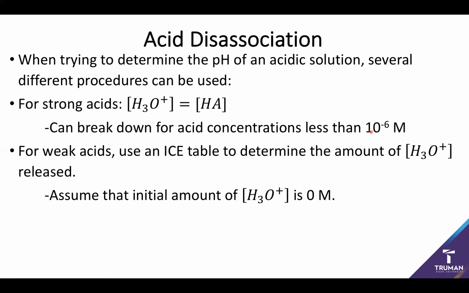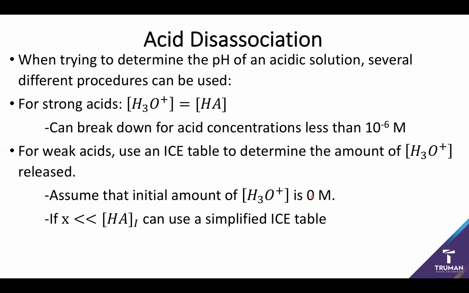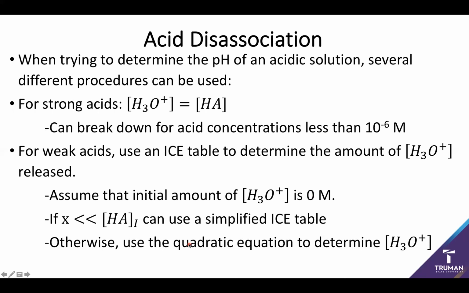Now, the big assumption is we're going to start by assuming that the initial amount of protons is 0. Yes, this can break down under certain circumstances. But under those occasions, we're not going to have a very acidic solution anyways. Then if X is going to be relatively small, we can use a simplified ice table. However, we will run into cases where this approximation won't be quite so good. And in those cases, what we're going to need to do is use the quadratic equation to determine the real amount of hydronium produced. So using these basic approximations, we should be able to find the pH of most common acid solutions.